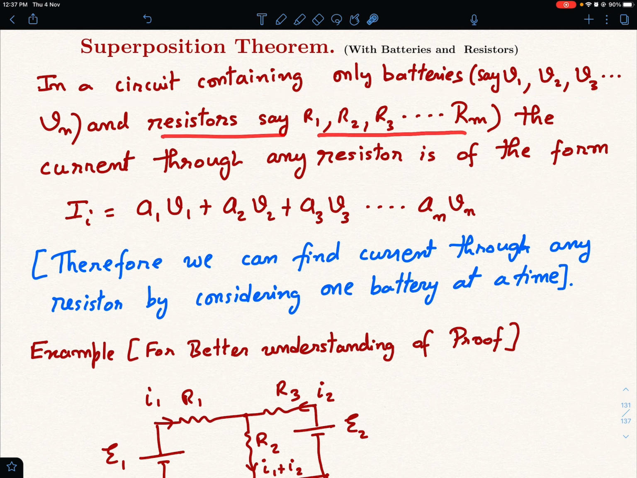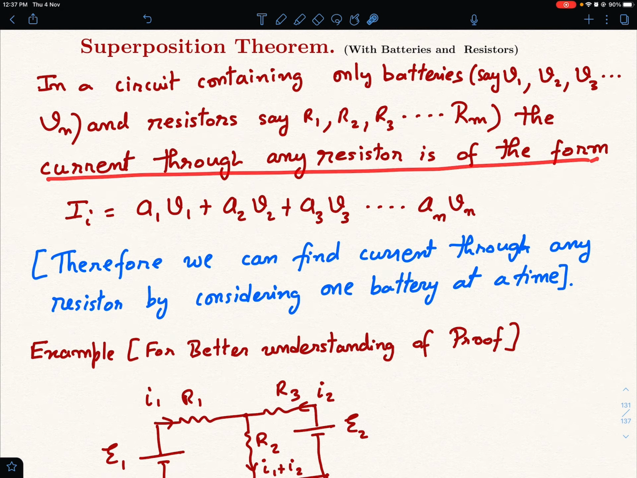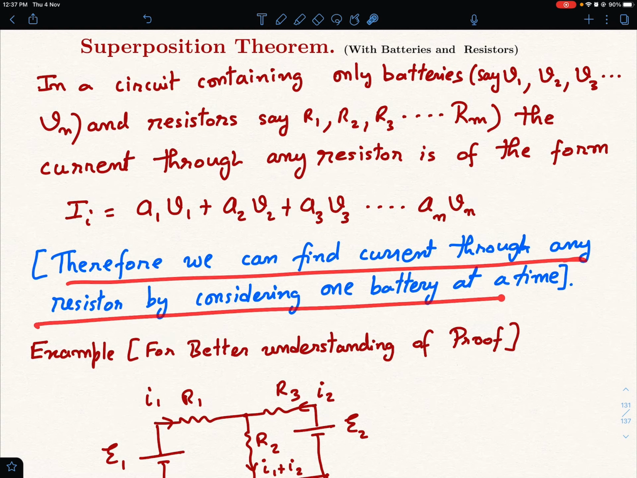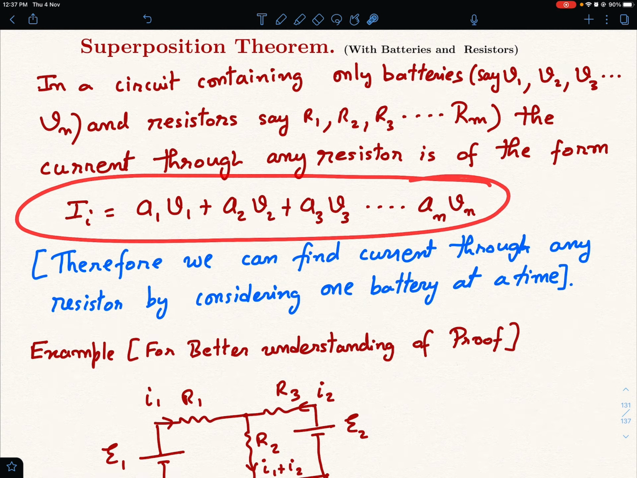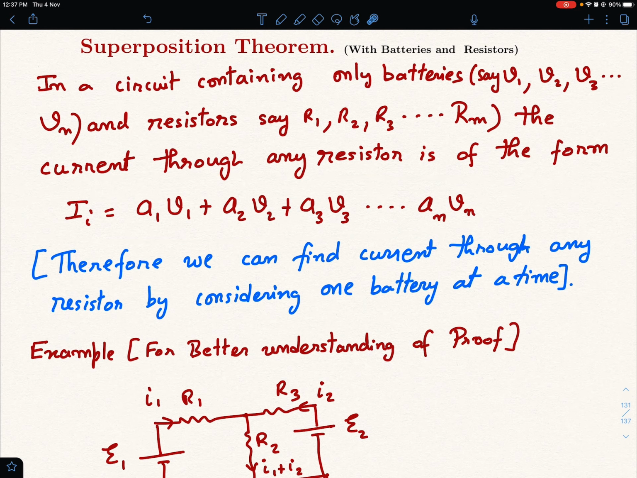In a circuit containing only batteries, say V1, V2 up to Vn, and resistors, say R1, R2, R3 up to Rm, the current through any resistor is of the form A1 V1 plus A2 V2 plus A3 V3, all the way up to An Vn. Here V1, V2, V3 etc. are the EMFs of all the batteries. Therefore we can find the current through any resistor by considering one battery at a time. So it's a linear function of various EMFs.